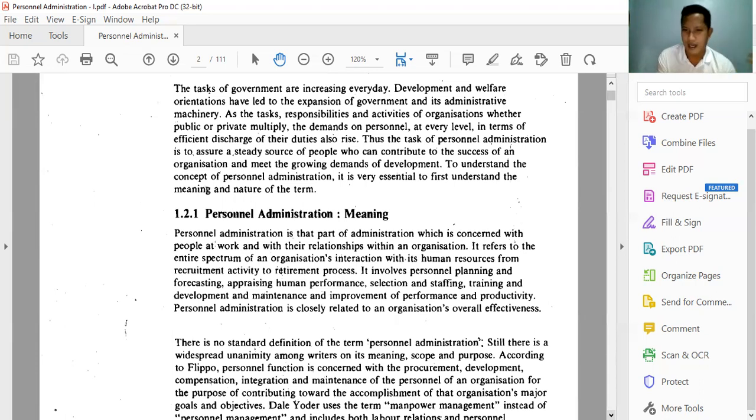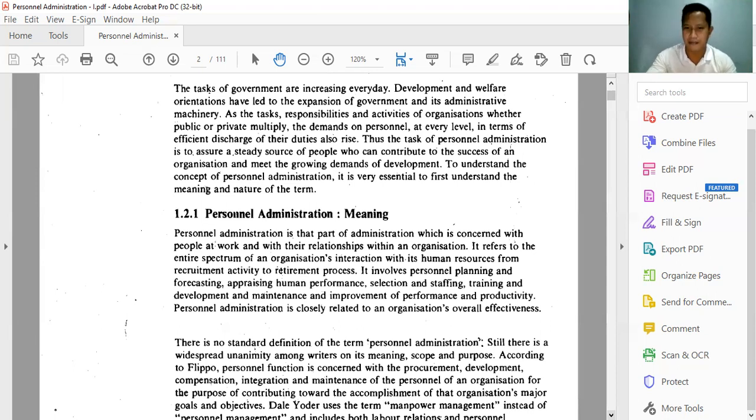It could actually take a long process to understand the scope, as it is mentioned that it covers a very wide spectrum of an organization's interaction, towards the leadership and at the same time the management system. So from recruitment up to the retirement process, it could involve very complex events. It involves personal planning and forecasting.